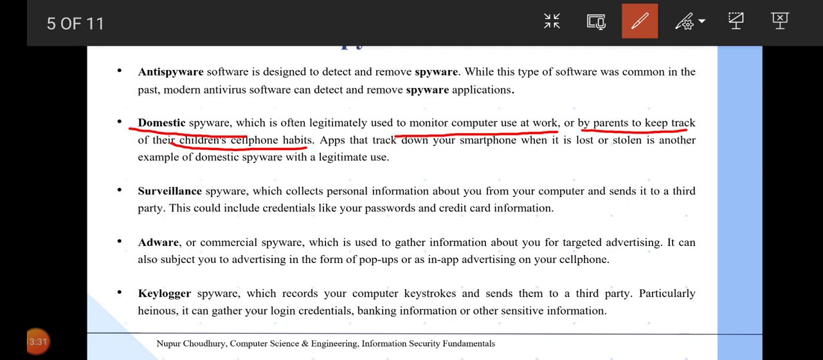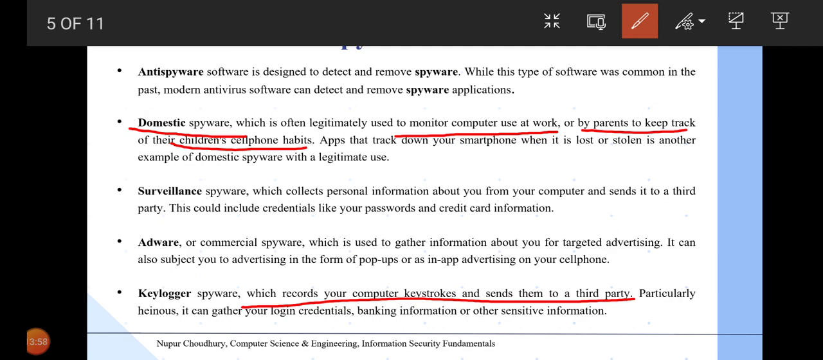So this can also prove to be fatal or difficult to deal with, because all your personal information would be lost and it is actually displayed to the public for advertisement purpose. The fourth type is a keylogger spyware, which records your computer's keystrokes and sends them to a third party. Particularly heinous, it can gather your login credentials, banking information, or any other sensitive information.